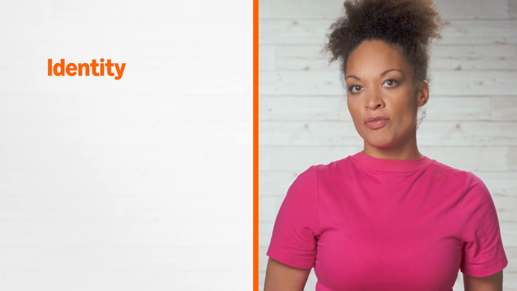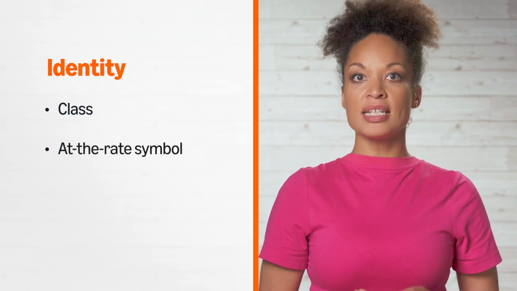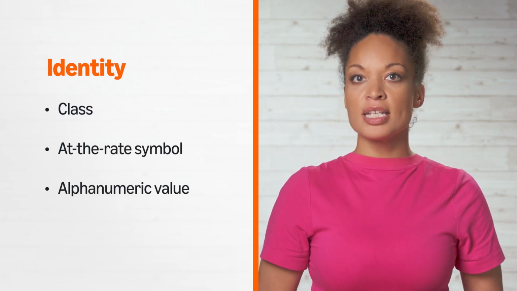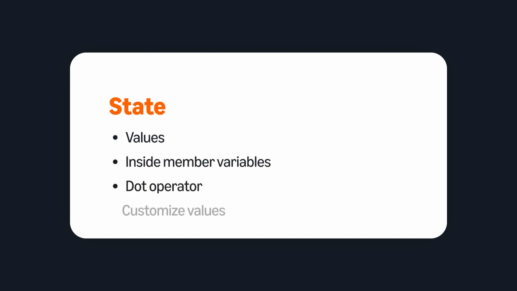In this video, you learned that each object has a unique identity in memory. For Java, this identity consists of the class name, followed by an @ symbol and an alphanumeric value. This can also be called a reference of an object. You also explored how the state of an object is represented by the values of its properties stored inside the class's member variables. The dot operator enables you to customize these values for each object.